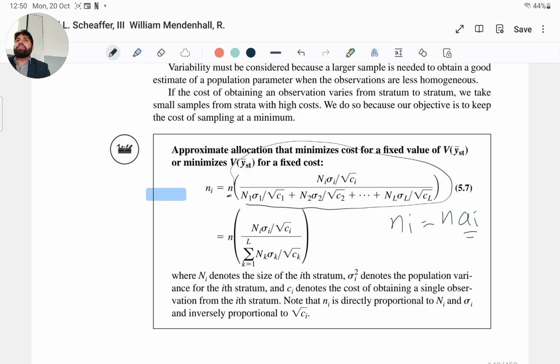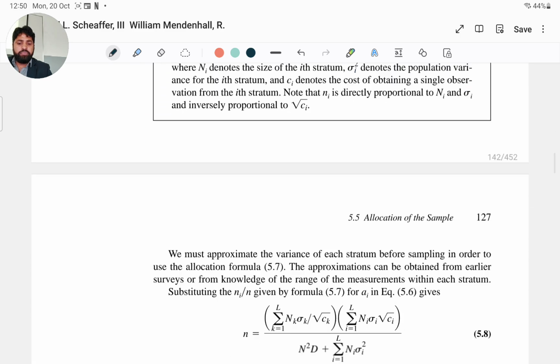So here when the cost is involved, then Ai is this formula. And this is the compressed form of the Ai, compressed because here they have opened the summation and in the denominator the summation is just in closed form. This is one of the key formulas in chapter number 5, and it is very important.